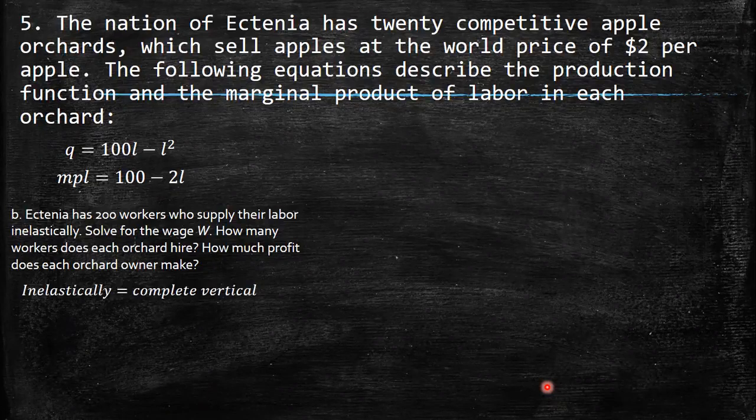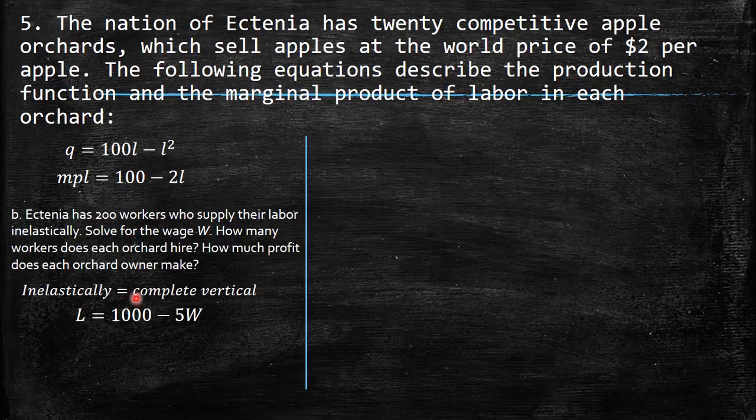Then when we are talking about inelastically, because this is completely vertical, it means that there is no adjustment of the supply for any change of the price. So basically if the wage changes, the supply is going to be exactly the same. Anytime it should be 200. It should be just a straight vertical line, right? Then here we have the market labor demand that we found before. Then we know that L, or the labor, is equal to 200 because this is the total population, the total workers. And here we replace L with 200, and we solve for the wage W.